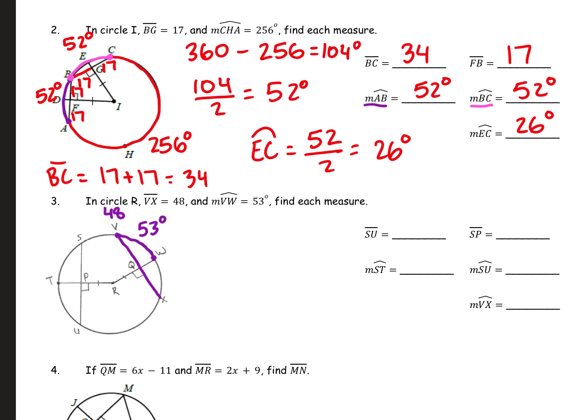Find each measure. Well, it's the same thing. If VW is 53 degrees, what's WX? Aldo? 53, exactly. And Cole, if VW and WX are both 53, what do you think ST is? 53 degrees. Yeah, we got it. It's basically a mirror.